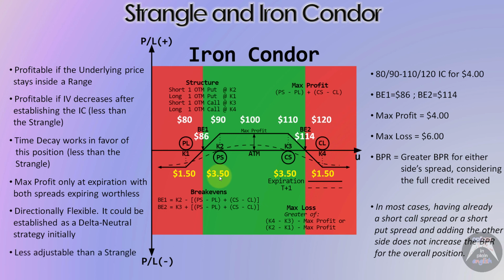An Iron Condor is less adjustable than a Strangle. We mentioned when we talked about the Strangle that once we initiate it, we can adjust, we can roll, we can add to the position, we can roll it out in time, you can adjust the strikes, you can tighten it up, you can widen it out. It doesn't matter what you want to do, you can do it with a Strangle.